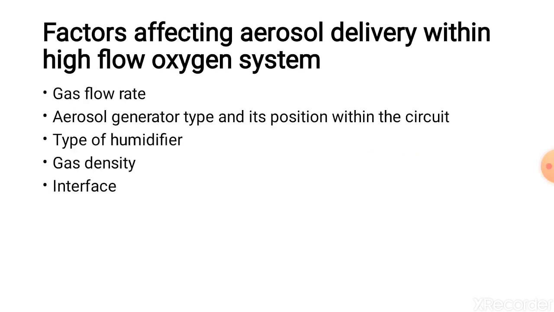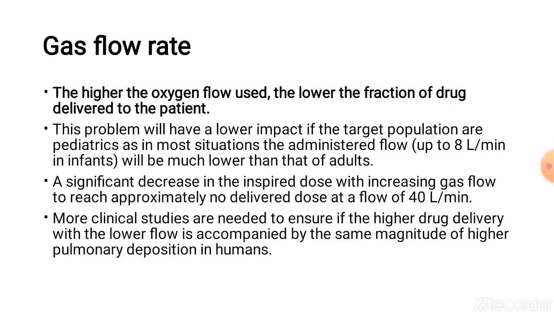The factors affecting aerosol delivery within high flow nasal cannula are oxygen flow rate, aerosol generator and its position, type of the humidifier, gas density, and the interface. Gas flow rate: the higher the gas flow, the lower the delivery. So try to lower the gas flow before and during delivering the aerosol, and then raise it back. This is not actually significant for infant delivery, because infant flow is actually 8 liters per minute. So in the adult, try to use a flow of 10 liters or 5 liters, then return to the normal setting.